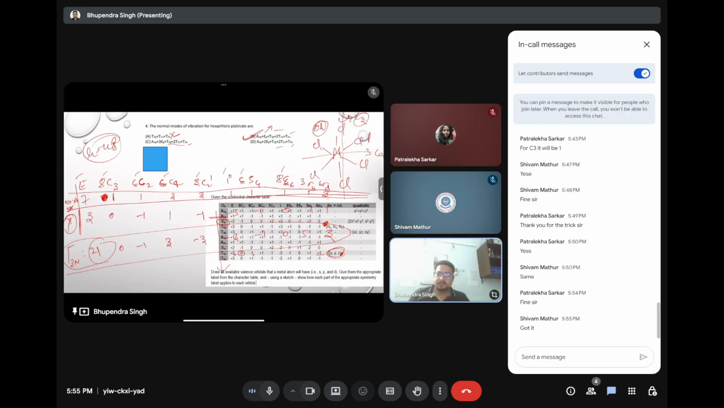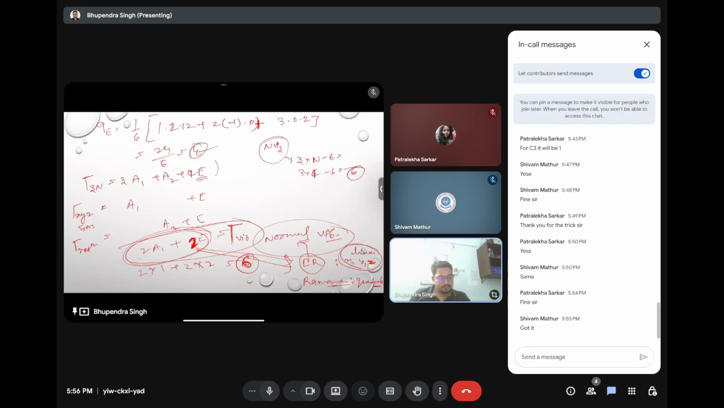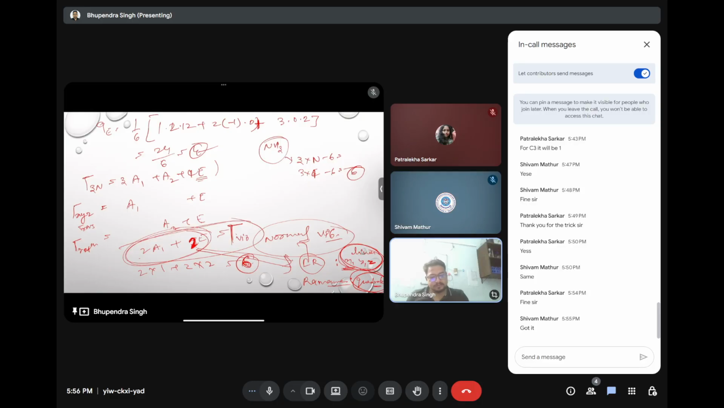Okay, and out of whatever total number of normal modes you get, these modes are quadratic and linear. According to them you can say that these are IR active, IR not active, Raman active, like this. Here we have, if they are linear, just like this.